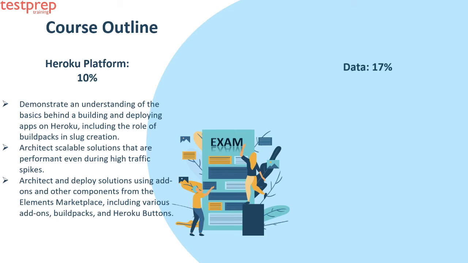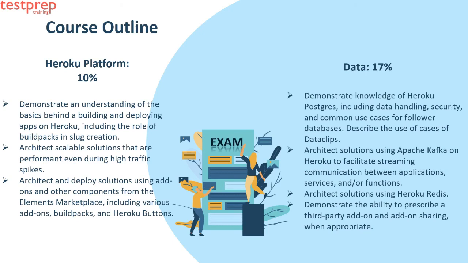Number 2, Data, 17%. It contains: first, demonstrate knowledge of Heroku Postgres, including data handling, security, and common use cases for follower databases. Describe the use cases of data clips. Second, architect solutions using Apache Kafka on Heroku to facilitate streaming communication between applications, services, and/or functions. Third, architect solutions using Heroku Redis. Fourth, demonstrate the ability to prescribe a third-party add-on and add-on sharing, when appropriate.